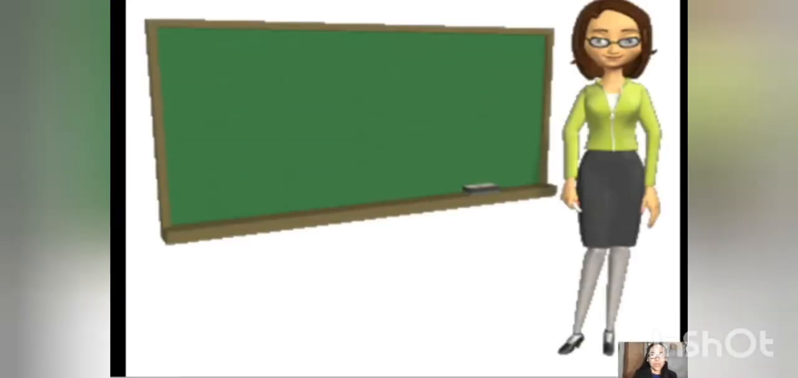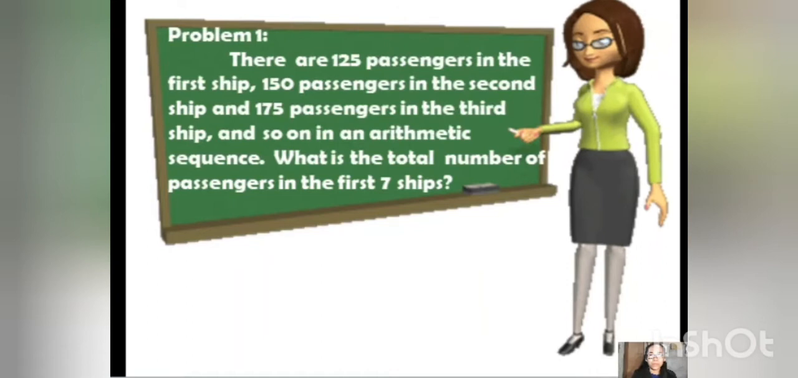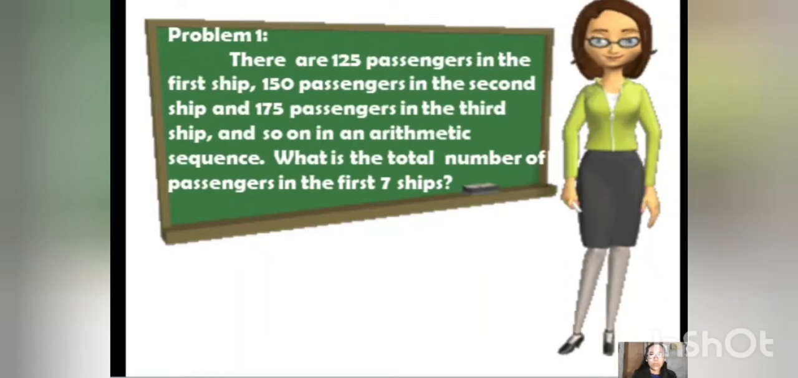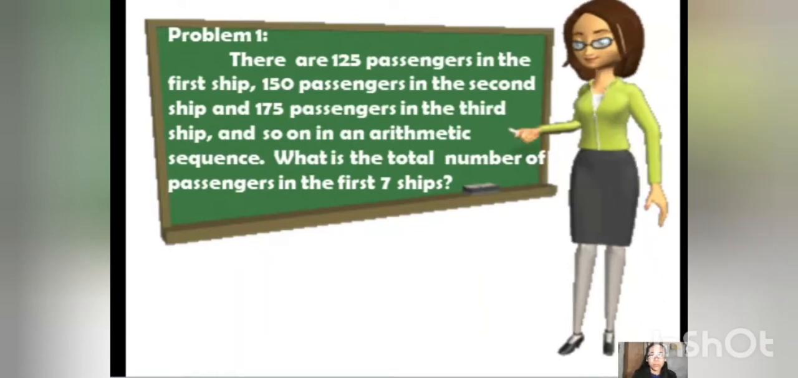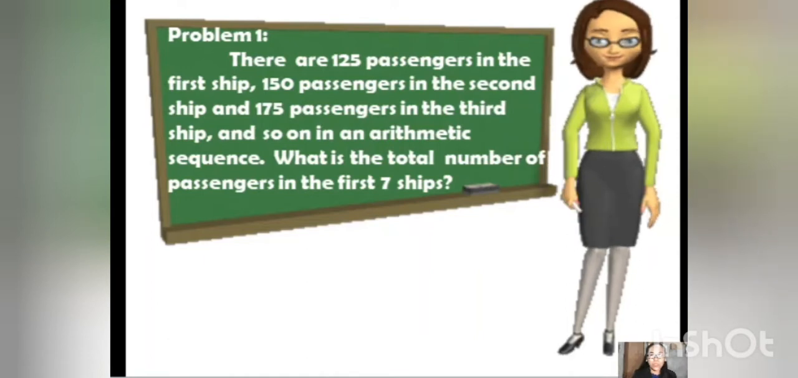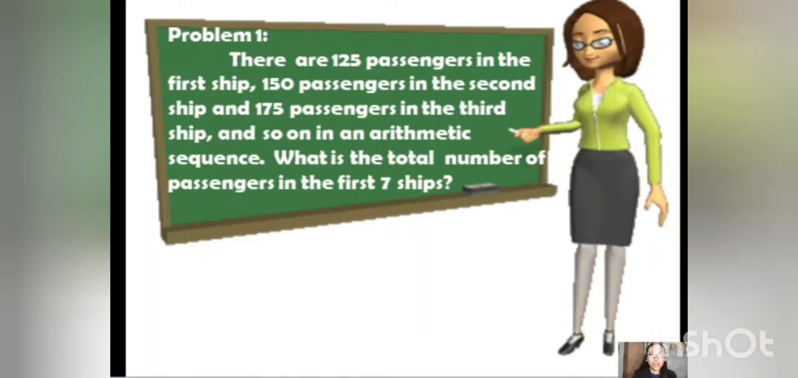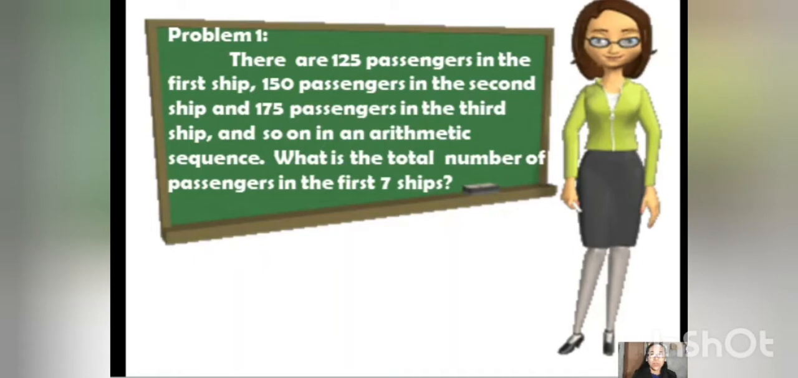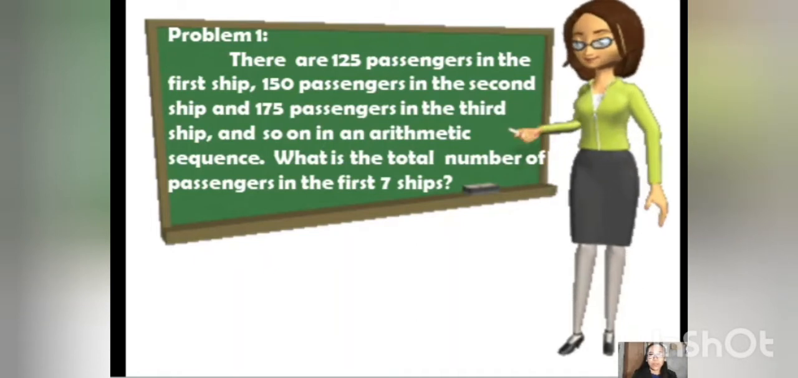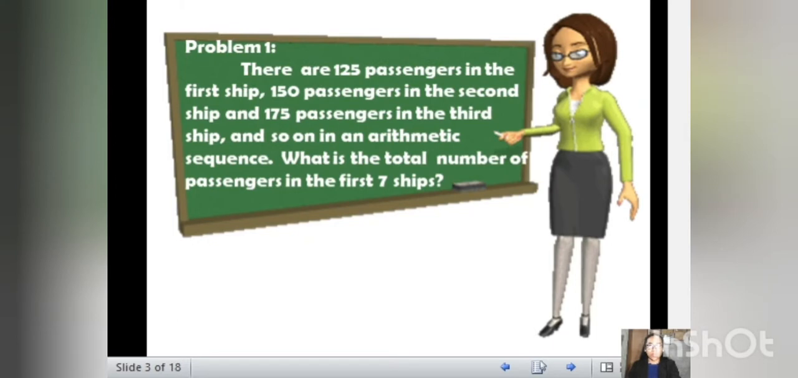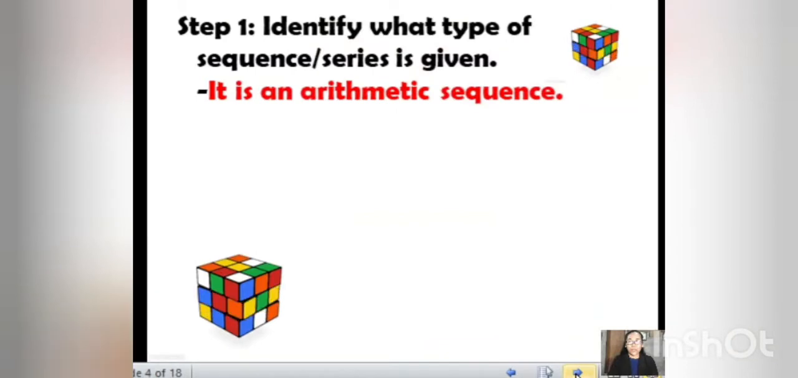Okay, let's take problem number 1. There are 125 passengers in the first ship, 150 passengers in the second ship, and 175 passengers in the third ship, and so on in an arithmetic sequence. What is the total number of passengers in the first 7 ships? So the first step, identify what type of sequence or series is given. That is an arithmetic sequence based on the problem.